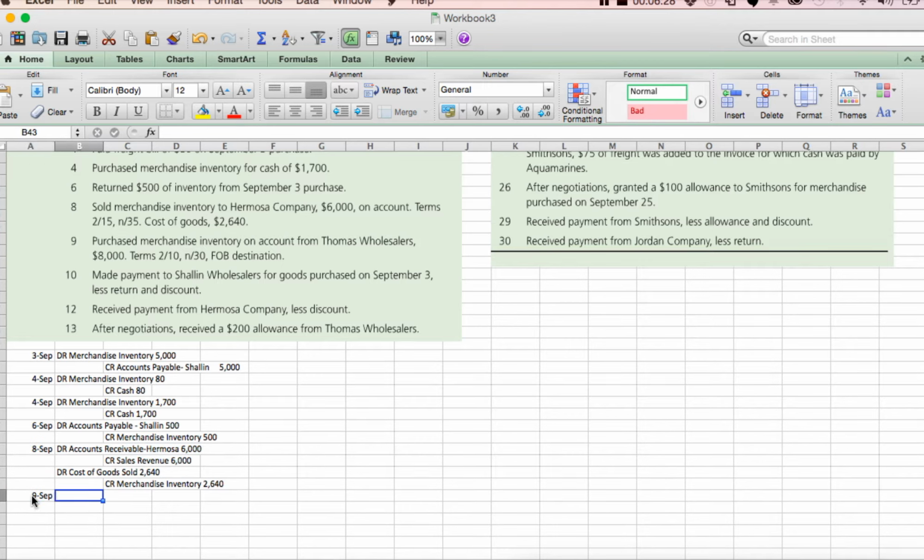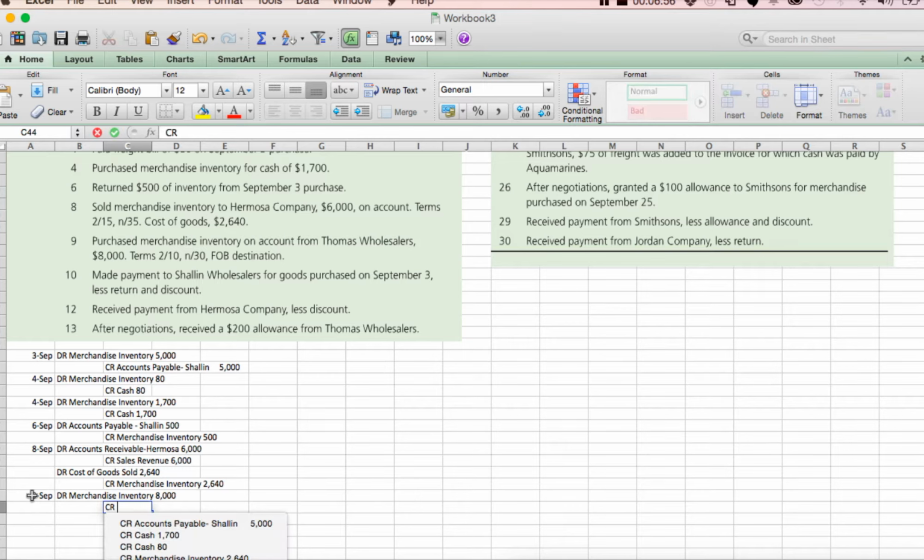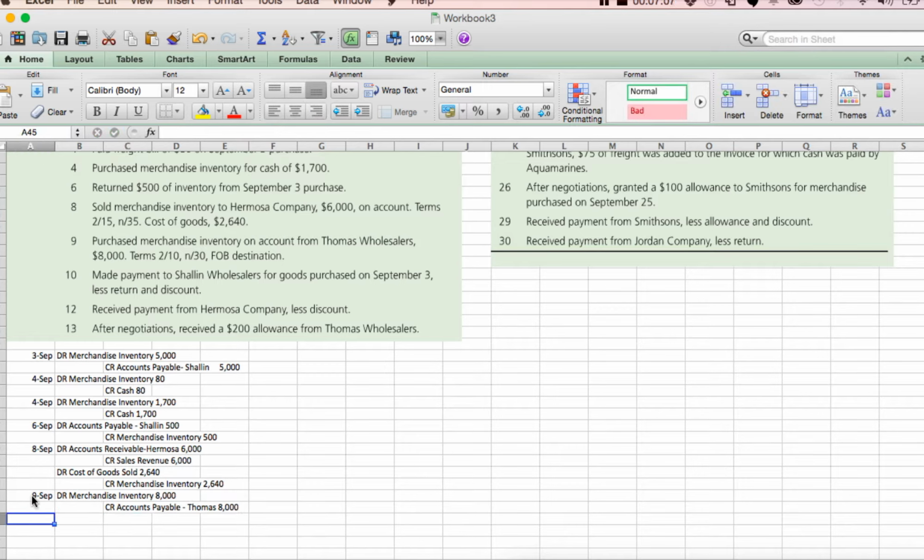9th of September, purchased merchandise inventory on account from Thomas Wholesalers, $8,000. Terms are 2/10, net 30, and FOB destination. So we're not going to have to pay any shipping charges on this one. This is going to be a debit to merchandise inventory in the amount of $8,000 and a credit to accounts payable, but now the accounts payable is going to be owed to Thomas for $8,000. Okay, so that takes care of that one.